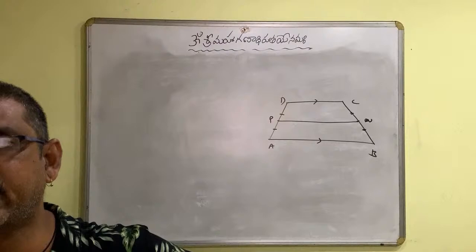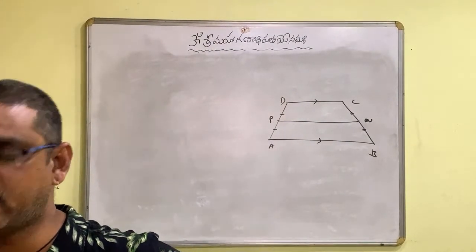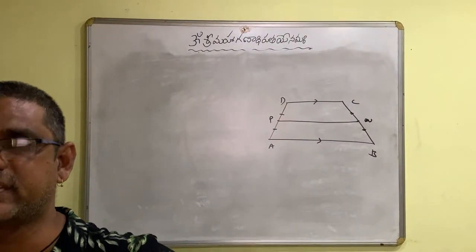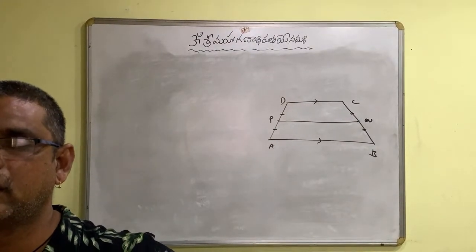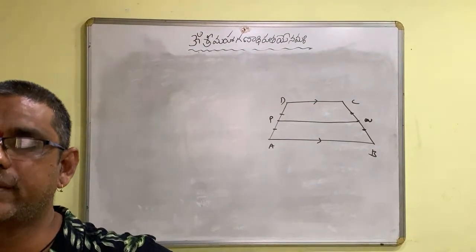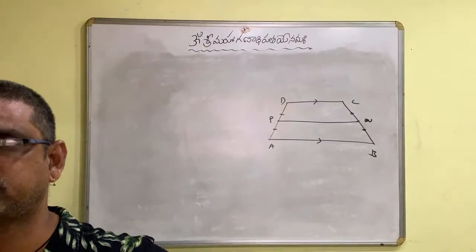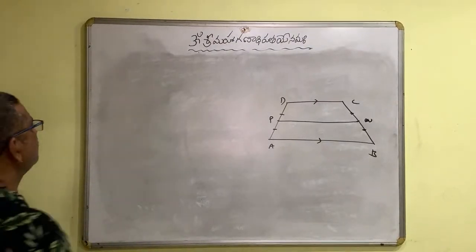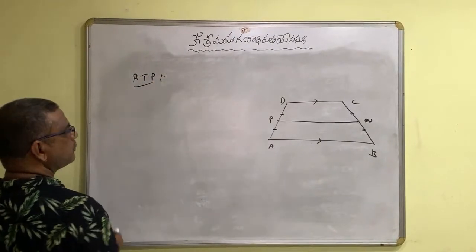Now consider the midpoints of AD and BC and join them. Let us assume P is the midpoint of AD and Q is the midpoint of BC. Join them. Now we got line segment PQ. Now what is required to prove? What is required to prove, children?